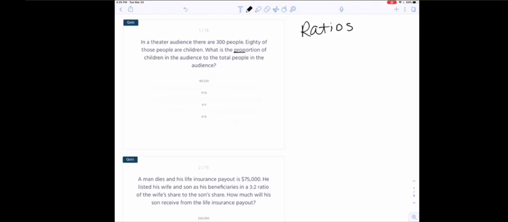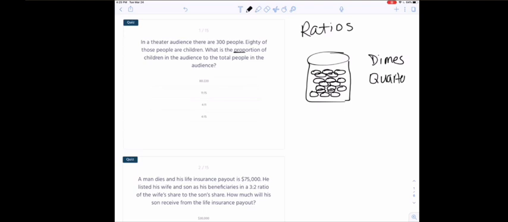So one way of explaining this is saying inside a jar, there are a bunch of coins. And of these coins, there are 2 types. Some coins are dimes, and some coins are quarters. Okay, so let's say there are 30 dimes and 50 quarters. There are a total of 80 coins in the entire jar. Okay, how do I know there are 80 coins? Because 30 plus 50 is 80, and there are no more coins aside from dimes and quarters.